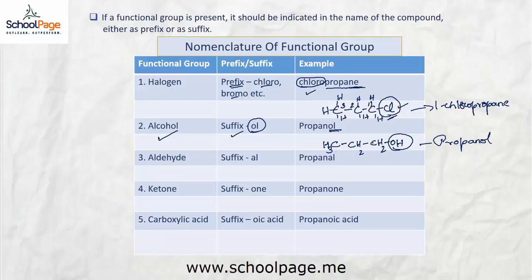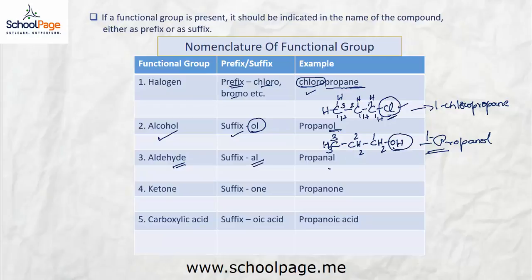And if I go on numbering it, it will be 1, 2, 3. So it will be 1-propanol. So next is the aldehyde group. The aldehyde group also is added as a suffix.